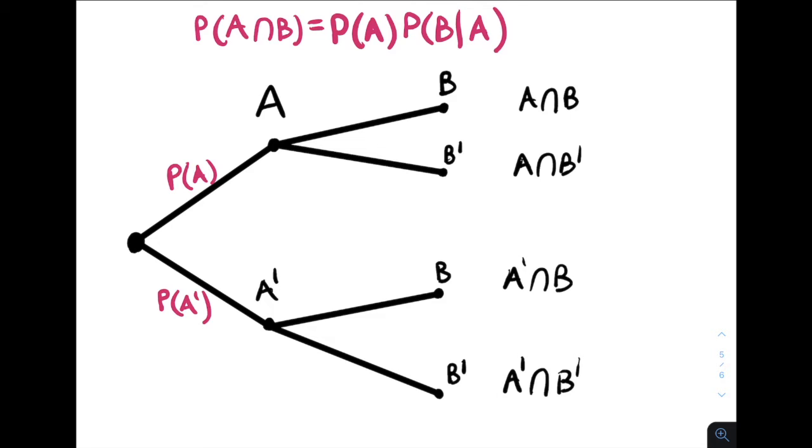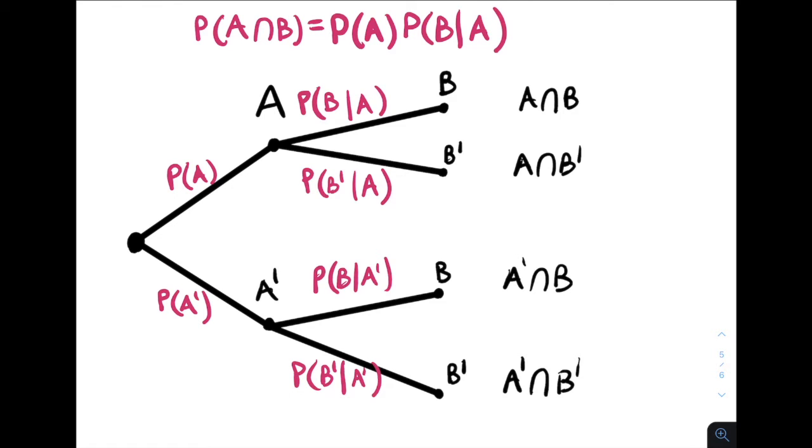To go from A to B assumes that A has already happened. So it's a conditional probability, and it's asking about going to B. Similarly, this lower node assumes that A has happened and that we're going to B complement, and so on. Here we see that the probability of A and B is the product of the probabilities of its path, and so on.